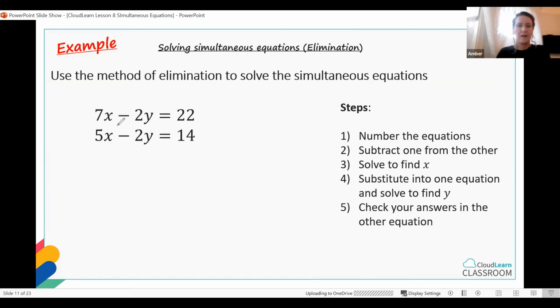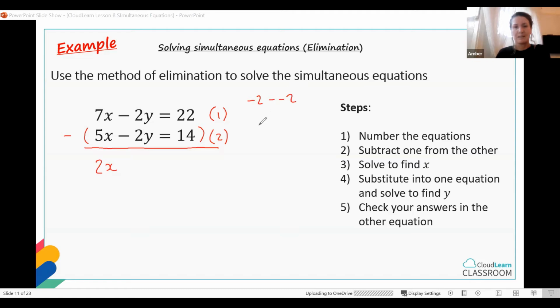So step 1 was to number the equations. So there we go. We've got equation 1 and equation 2. That's a nice, easy start. Step 2 is to subtract one from the other. And you'll see here, if I subtract this bottom one from the top one, 7x minus 5x is 2x. Minus 2y minus minus 2y. Well, that's minus 2 minus minus 2.